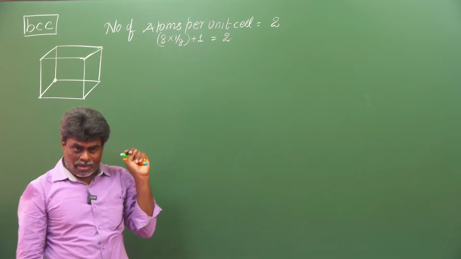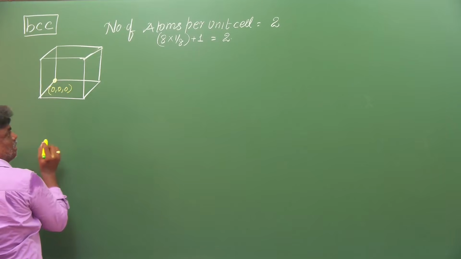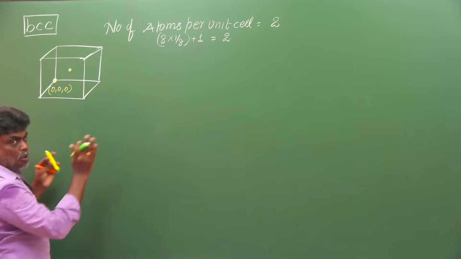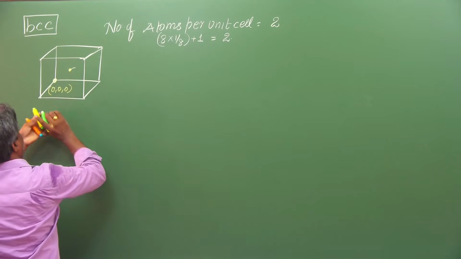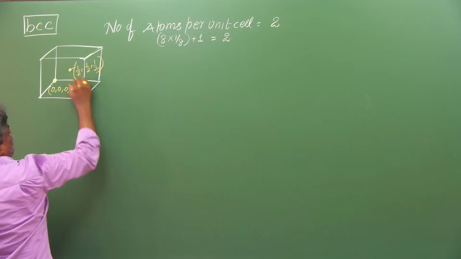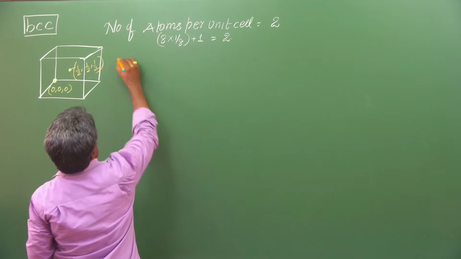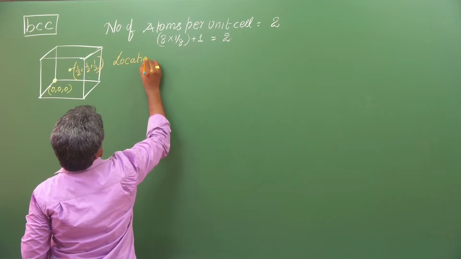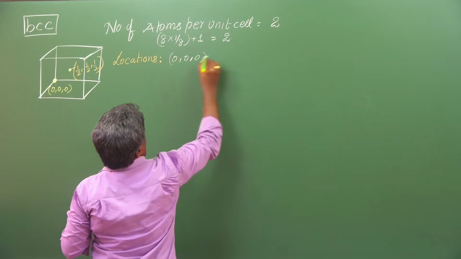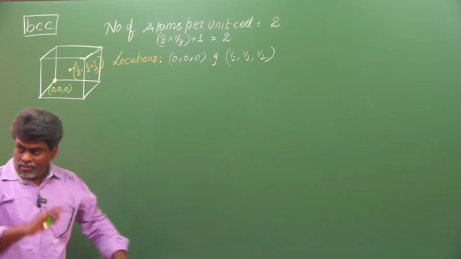Now I have to take 2 atoms. So I am fixing one atom at the origin, that's why 0, 0, 0. Another at the body center. It's a body center, that means from all sides it is halfway. That's why it is 1 by 2, 1 by 2, 1 by 2. Is it clear? So what are these coordinates or locations? Don't write, see the board. The first one is 0, 0, 0, and the second one is half, half, half. Halfway, that means in the middle.